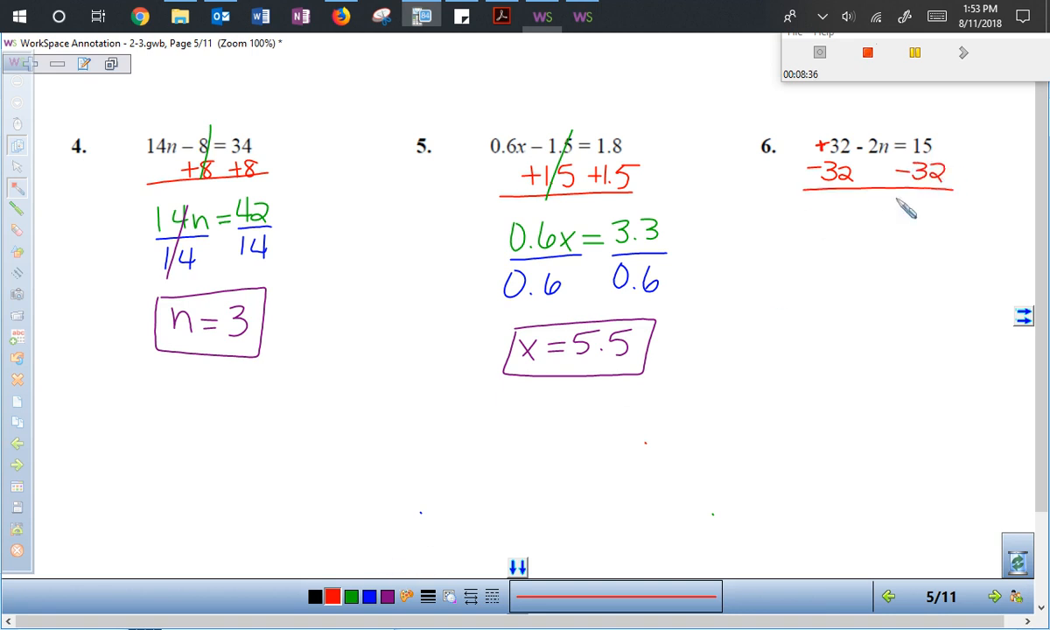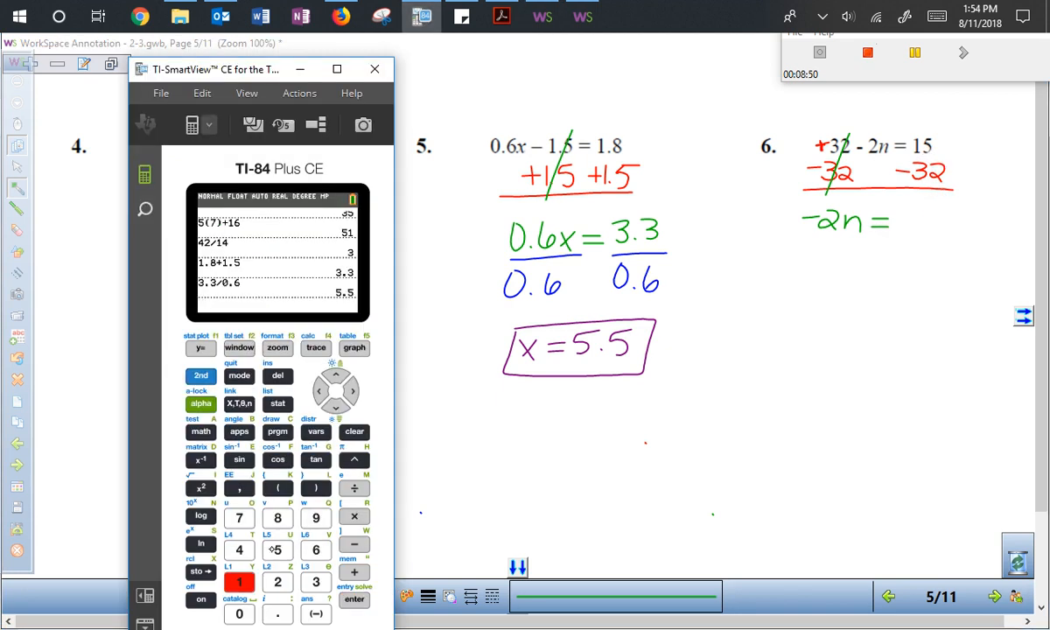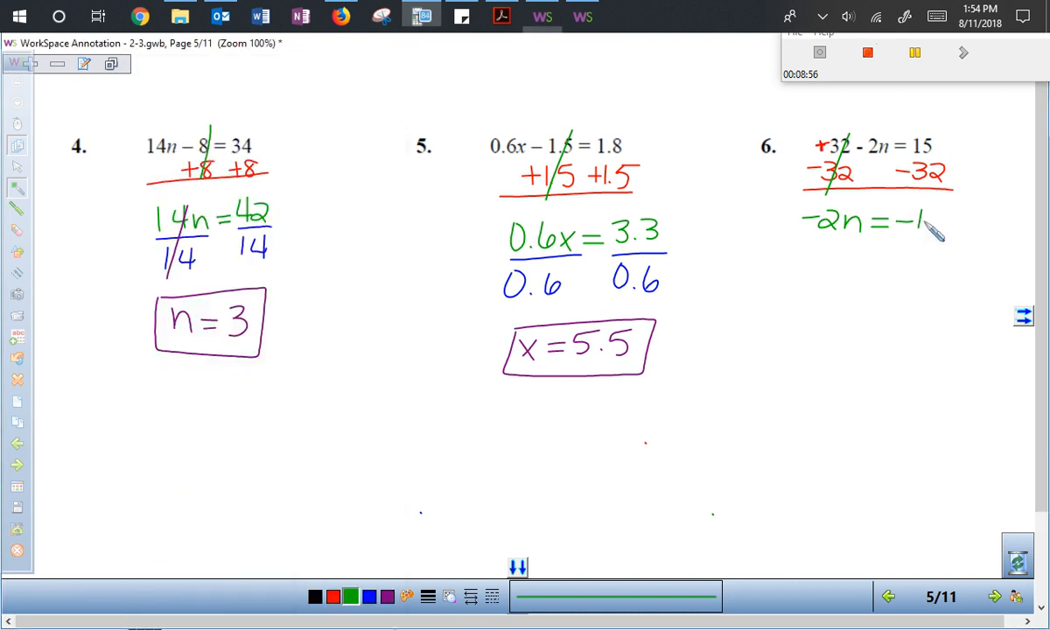Now on the left side, the 32s will cancel out, and I'm left with a negative 2n because that minus sign is really attached to that too. So negative 2n equals, and then 15 minus 32 should give me a negative 17. Now I can handle the multiplication or division. Here I have a negative 2 being multiplied by the n, so I want to divide each side by a negative 2.